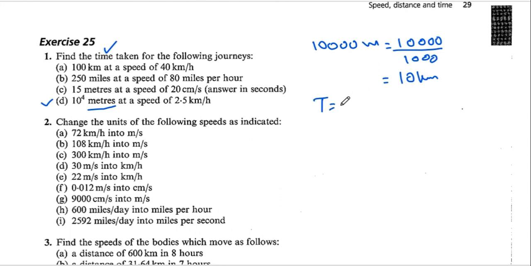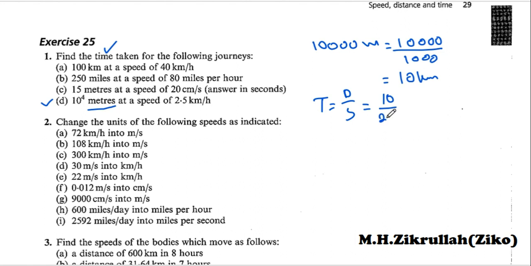So time is equals to distance by speed. The distance is 10 kilometer for 2.5 kilometer per hour speed. So the time will be 4 hours.